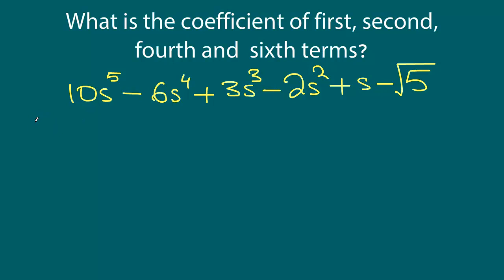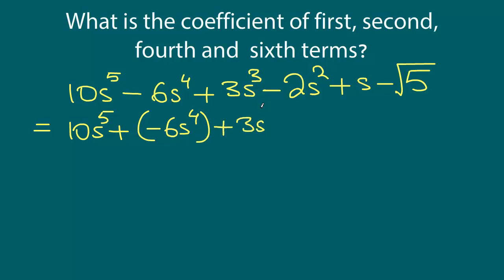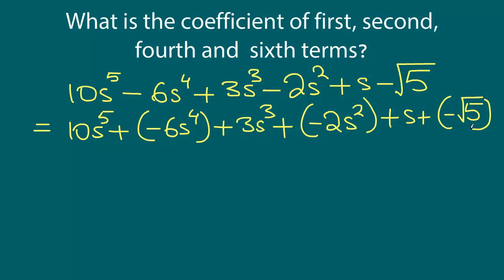So let's rewrite this expression so that the negative numbers are written in this fashion. So 10s power 5 plus, and then we write the negative term as minus 6s power 4, plus the third term is 3s cubed, plus we want to write the fourth term as minus 2s squared, plus s, plus the fifth term is minus square root 5. Whenever we have negative terms, we want to write them like this. We want to put a plus in front and put the negative within the parenthesis.